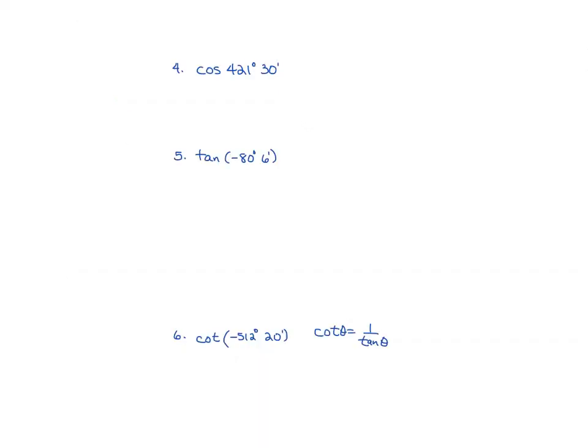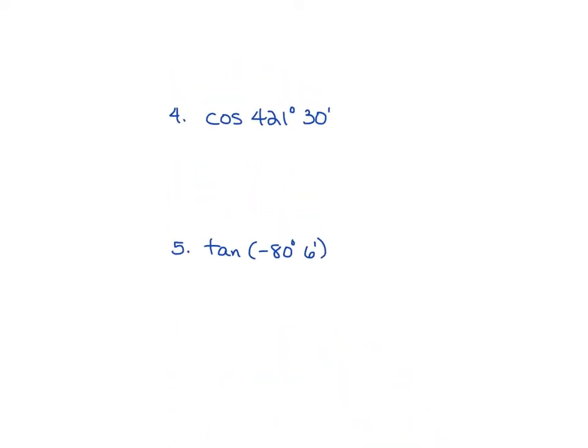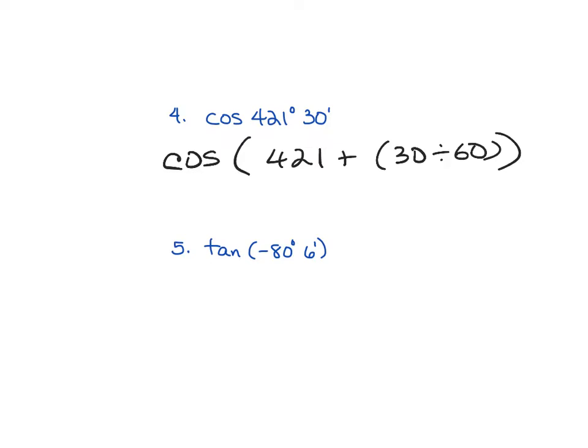The next one's nice and easy. There is a cosine button. So all we're going to do is hit the cosine button, 421 plus parentheses 30 divided by 60, close parentheses, close parentheses. That gives 0.4771588, truncated to 3 places, 0.477. Again, sine and cosine have to be a fraction, so my answer makes sense.